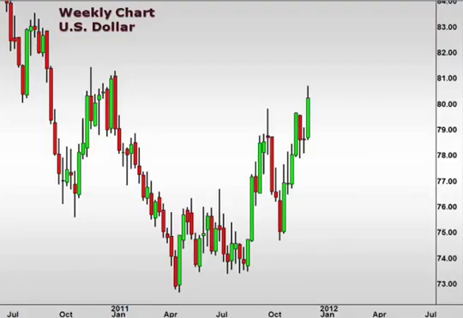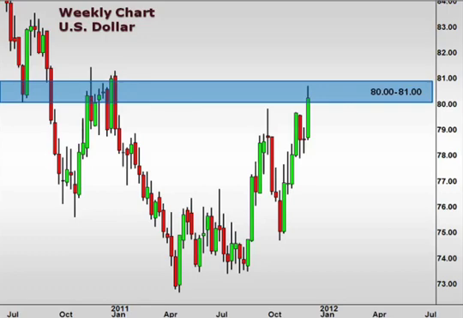Let's start off with a look at a weekly chart of the US dollar index. This is a great way to gain perspective as to how the US dollar has been trading against a basket of currencies. Well, as we can see here, the dollar index broke to the upside, finishing the week strong with a move into the 80-81 resistance level. Now, a break above 81 lends credibility to a bigger picture continuation higher.